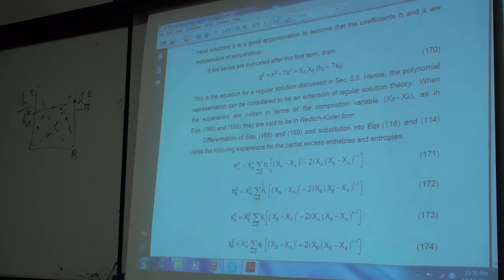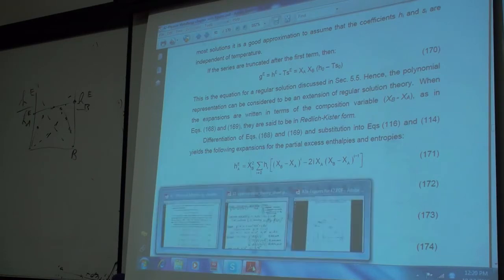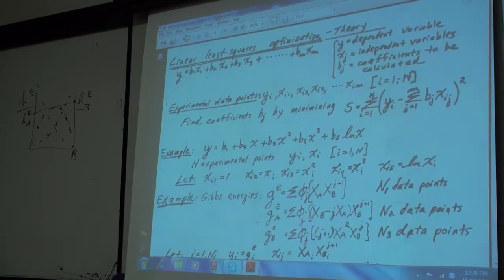And they're all linear in the coefficients. It's H0 times something plus H1 times something plus H2 times something. There's no H2 squared or H1 H2 or anything like that. They're all linear equations in terms of the coefficients. Then you can use a linear least squares program. And here's linear least squares very rapidly.